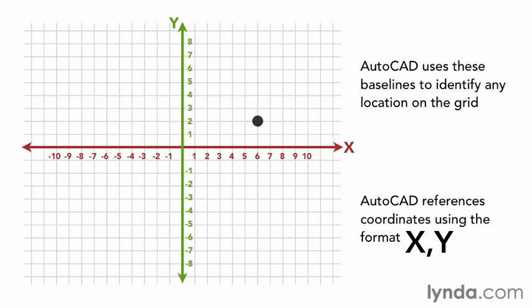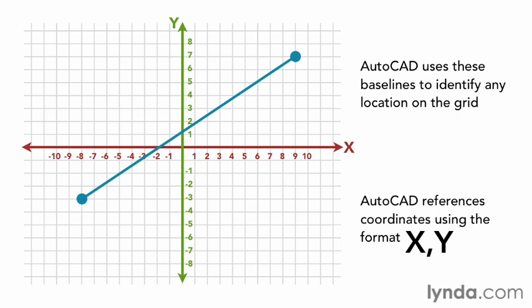For instance, if I pick a point over here, this location would have a coordinate value of 6, 2. It's 6 units in the x direction and 2 units in the y direction. Let's try another. This point would have a coordinate value of -4, 5. It's -4 units in the x direction and 5 units in y. Remember, the format is always x, y. We'll do one more. How about this one? This point has a coordinate value of 9, -3. 9 units in the x, -3 units in the y.